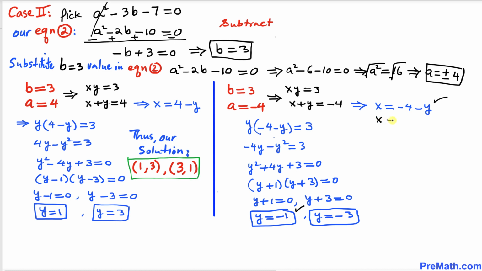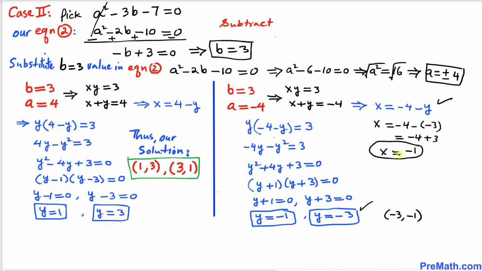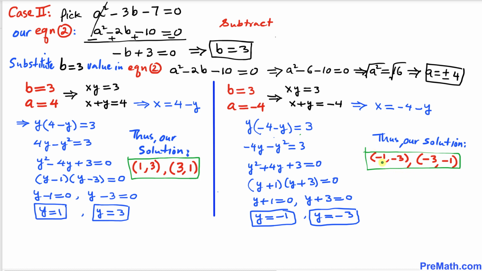So this gives us x equal to negative 4, and then this negative and y is negative 1, so that gives us negative 4 plus 1. So the x value turns out to be negative 3. That means when x is negative 3, then y is negative 1. Now let's pick y equal to negative 3 and plug it back over here in this equation. So we get x equal to negative 4 and then minus negative 3, which gives us negative 4 plus 3. So x equals negative 1. Thus this set becomes x equal to negative 1 and y is negative 3. So our solution in this case is negative 1 comma negative 3 and the other one is negative 3 comma negative 1.